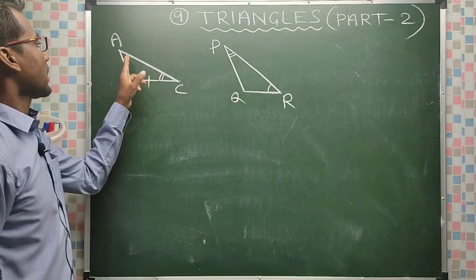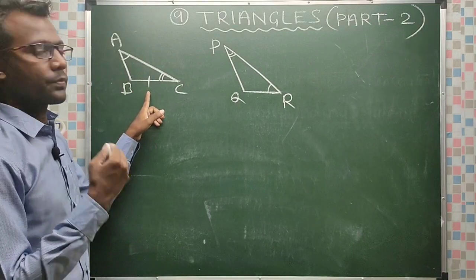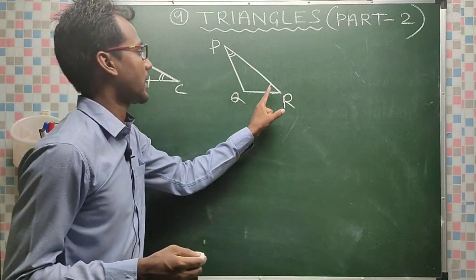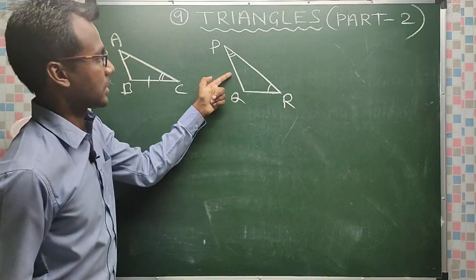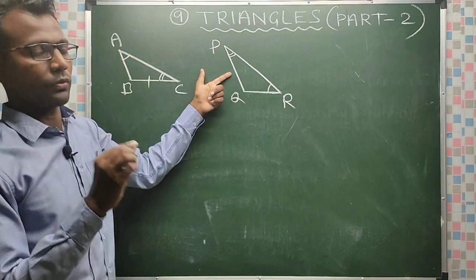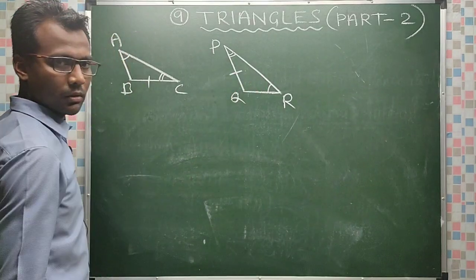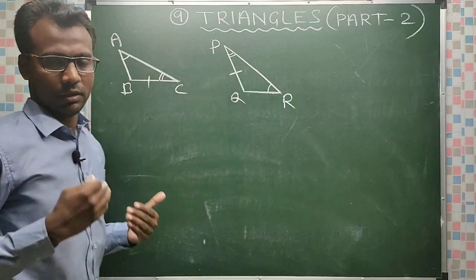This is opposite to angle A. The side BC which I have taken is opposite to angle A. Now angle A is equal to which angle here? Angle R. Its opposite side is QP, so I have to take QP only. A is equal to R, so opposite sides means BC and PQ only we can take.